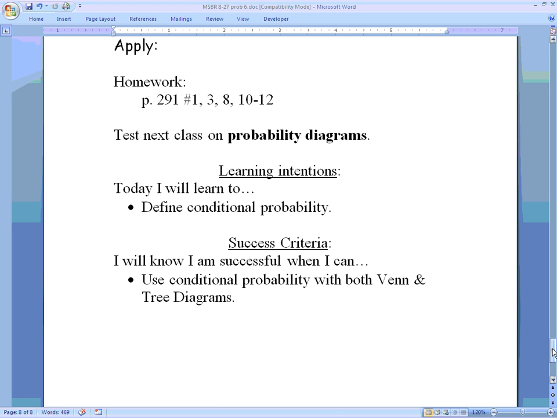On the homework, we've got page 291, 1, 3, 8, 10 through 12. Next class, we will take a test on probability diagrams. And what I mean by that is we'll have Venn diagrams and tree diagrams and things like that. No conditional probability on that test, but by doing this homework, you'll be reviewing your tree diagrams and your Venn diagrams to help you out with the test.